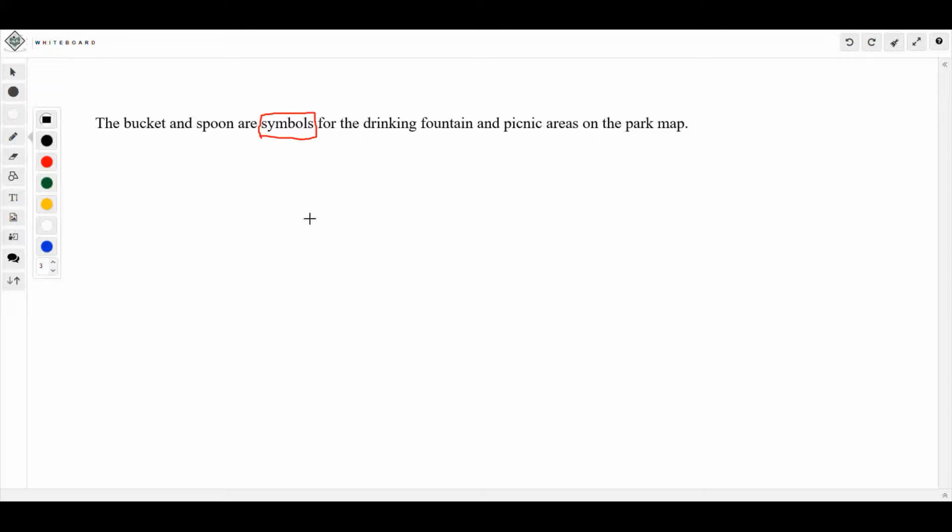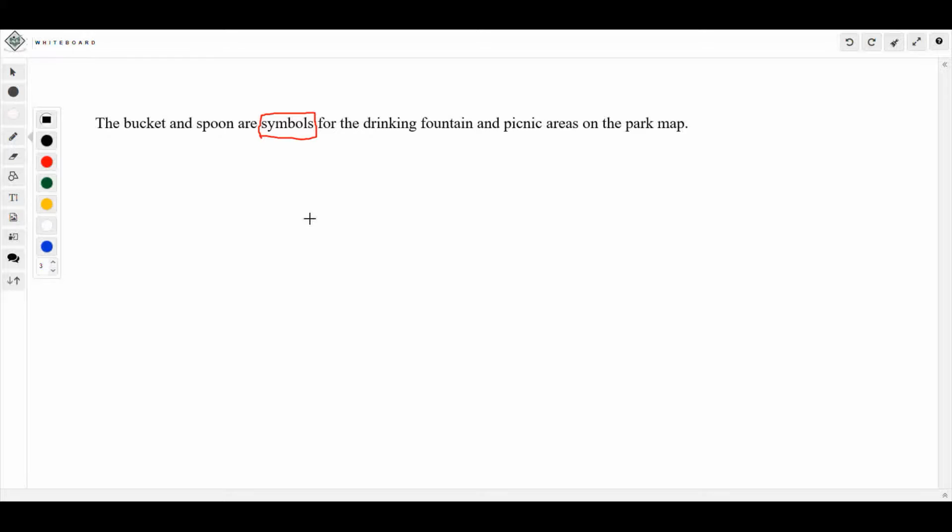So maps are useful for all different kinds of reasons, and there are maps that show us what kinds of things? Boundaries of different places. How far one place is from another. Special land features. Those types of things.